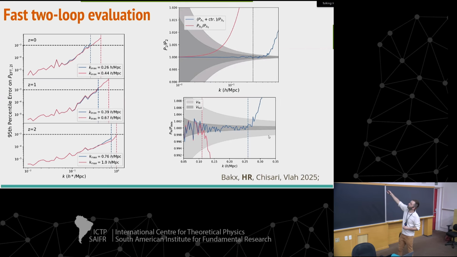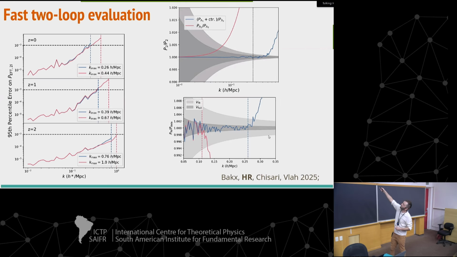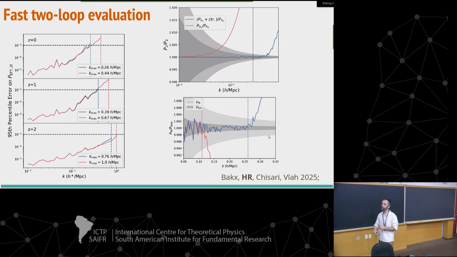Also, what you see here on top is that after adding the counter terms, you can basically completely remove this dependence. I'm just showing the difference between two different lambda values. This is without counter terms, and this is with the counter terms. After adding the counter terms, you can basically completely remove this lambda dependence.